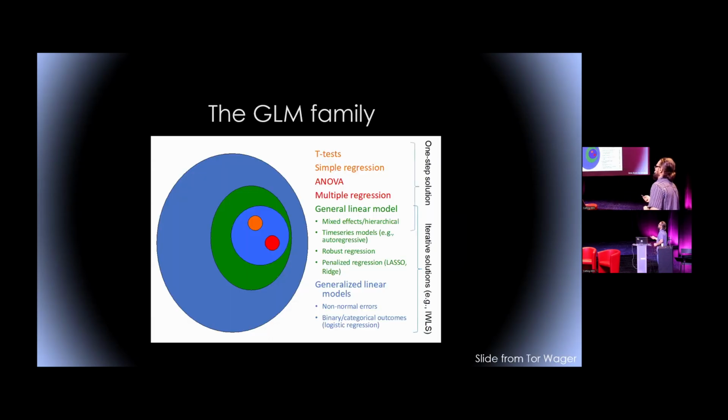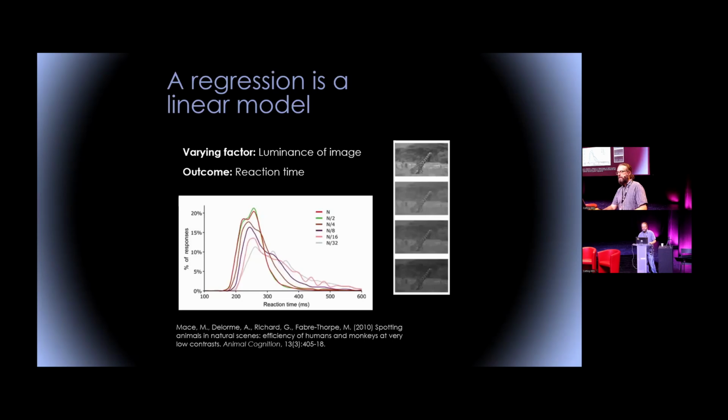So the GLM family, general linear models: you do a t-test, it's a GLM. You do an ANOVA, it's a GLM. Multiple regression, it's a GLM. So we're going to see exactly how that works in a simple example. First, a regression is a linear model.